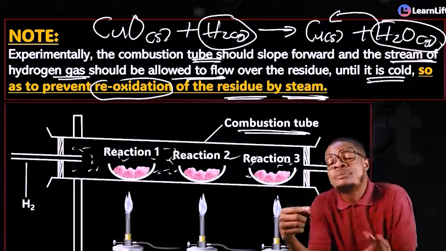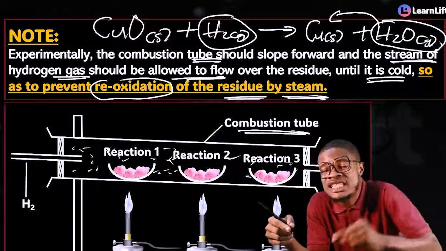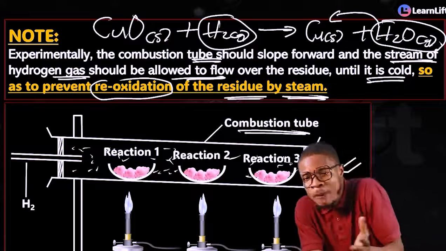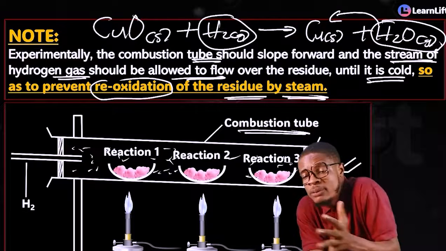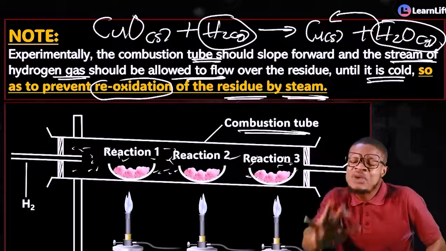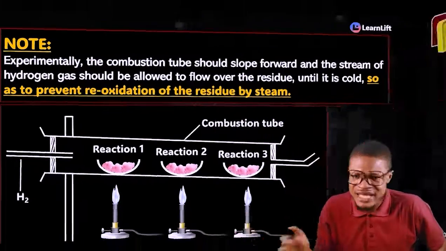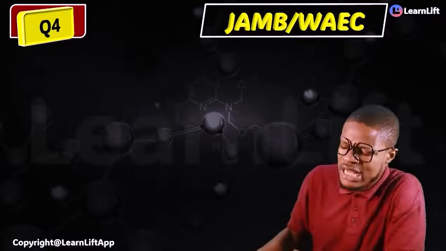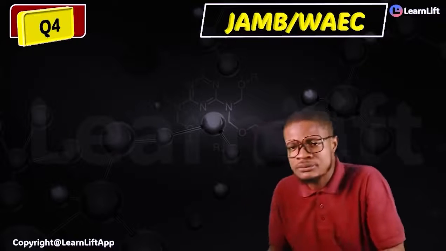So in order for us to prevent re-oxidation of the residue by the steam, allow that copper to, allow the what? Hydrogen gas to keep flowing all through until the entire reaction cools down. If you have obtained that, that means you are good to go very fast. Now, please look at your JAMB and WAEC question that they asked from this.